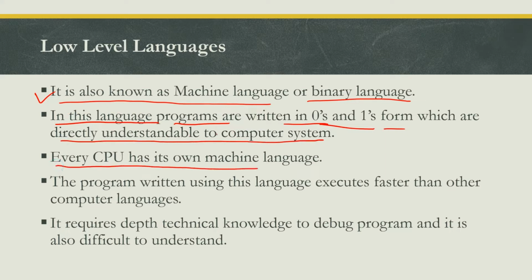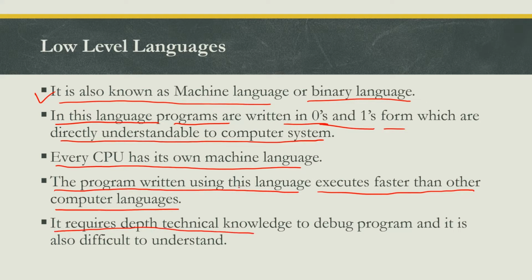Every CPU has its own machine language. Each CPU has its own binary code, right? The program written using this language executes faster than other computer languages, because if you write a program in this binary language, then no translation is required, right? So that's why the execution of a program written in binary language is fast compared to other programming languages. It requires deep technical knowledge to debug programs, and it is also difficult to understand, right?